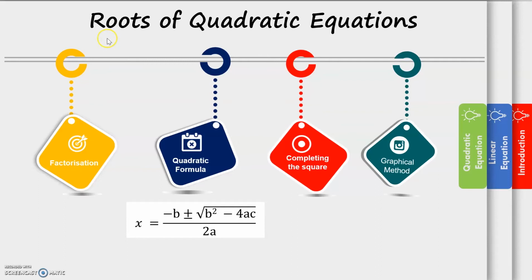To revise the methods of computing roots of a quadratic equation, we have four types of method. The first method is factorization. The second method is the quadratic formula, where x is computed using negative b plus or minus the square root of b squared minus 4ac, divided by 2a. The third method is completing the square. And the last method is the graphical method. By using the graphical method, you can observe from the graph where the function f(x) crosses the x-axis.